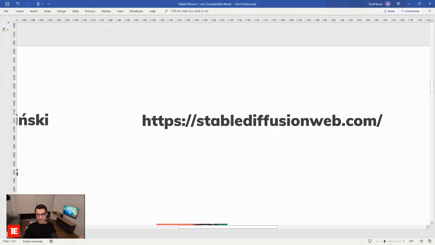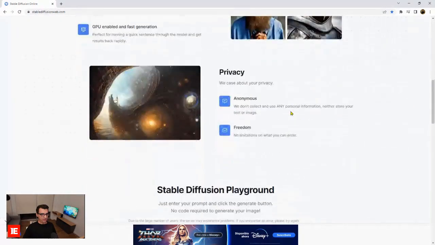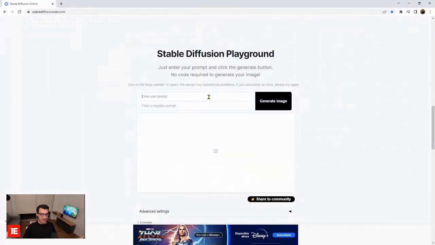StableDiffusionWeb.com. And the site looks something like this. Essentially what you do is you go here, and I think you find the playground, and you can just type in whatever you want. So I'll type in, I don't know, a toad having a drink by the beach in the style of Vincent van Gogh.